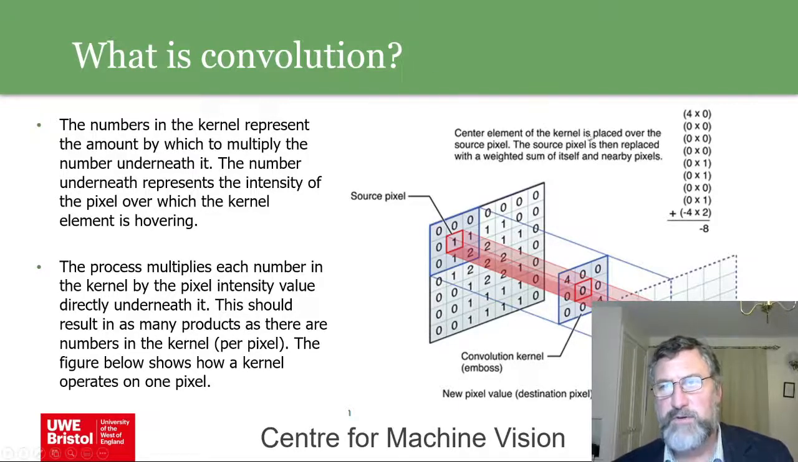So the center element of the kernel is placed over the source pixel. The source pixel is then replaced by the weighted sum of itself and the nearby pixels. So you multiply each of these values in the kernel by whatever these intensities are in the image, and then you sum it up. In this case, you get an answer of -8. And then you replace that central pixel value with this new value.